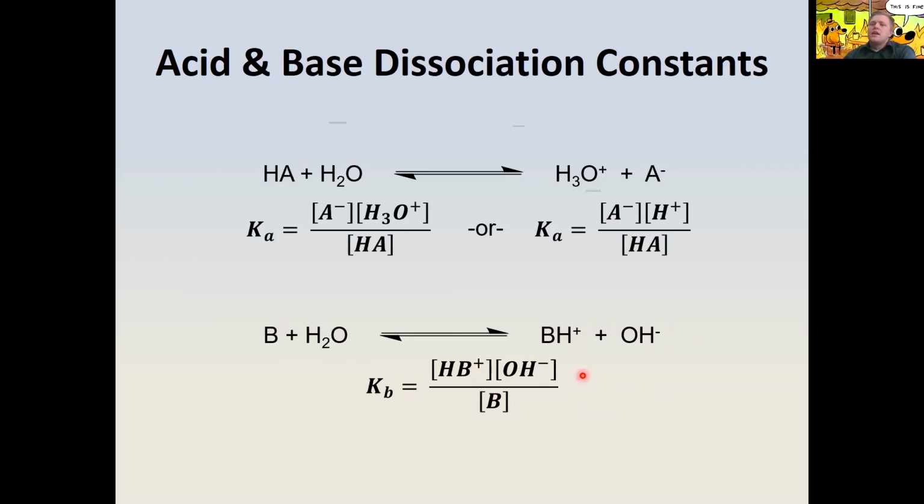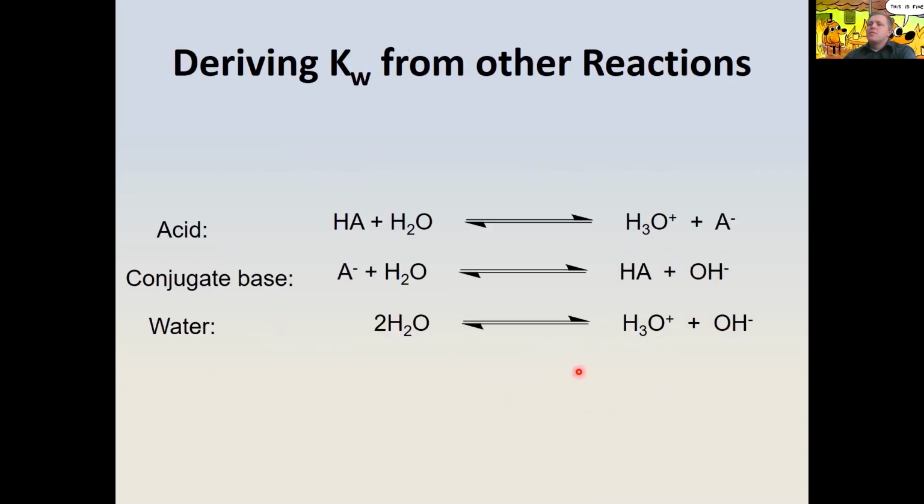Then the last equilibrium constant we need to talk about today is Kw. So Kw, of course, is the auto dissociation constant of water that describes how much H plus and OH minus are in water. And we can derive this actually from the equations for acids and bases. Let me show you how we do that to start with.